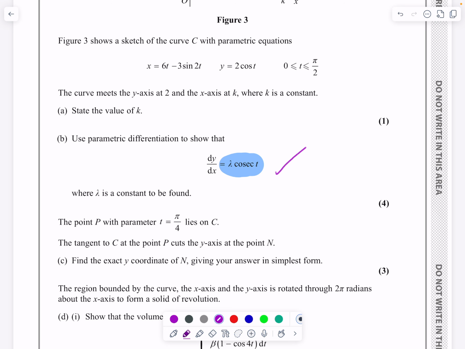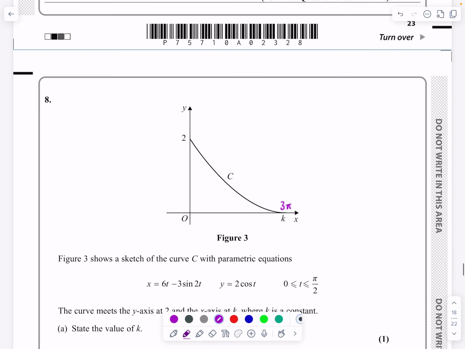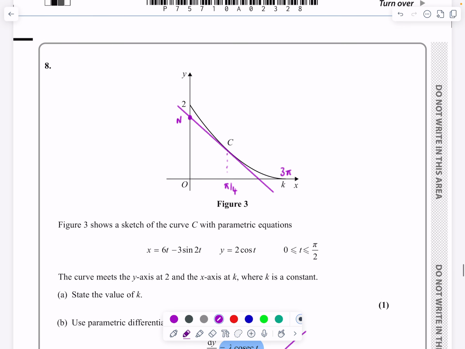Let's go back and look at the diagram. What they're saying here is that we've got some line coming in here, and it's when t equals pi over 4, so it's sort of the halfway point there. This line is going to go up and hit the y-axis there. Can we work out what N is? This is a relatively standard sort of question.